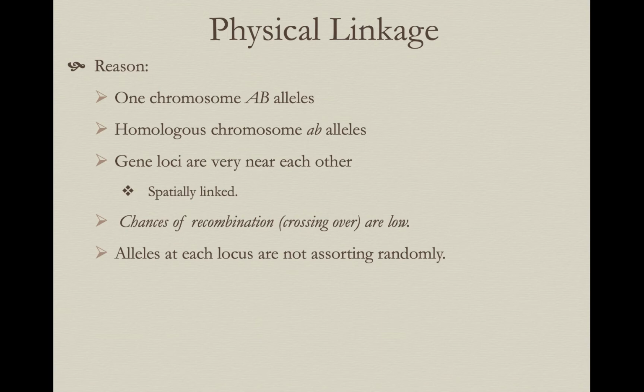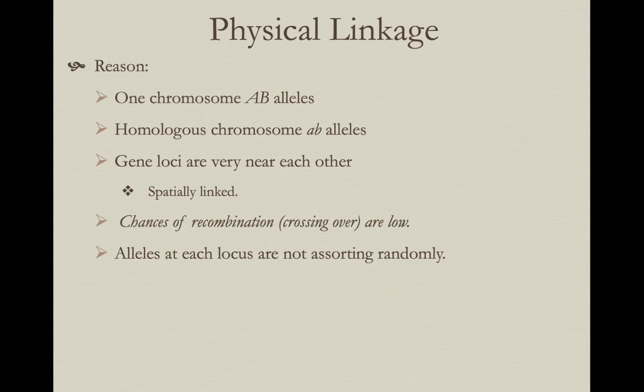Well, here's a potential reason for this. It could be due to physical linkage of the A and the B locus on the same chromosome. This diploid individual that is the parent, on one of their chromosomes, at the A and the B locus, has both of the dominant alleles. Then on the homologous chromosome, they have both of the recessive alleles. Now, if these gene loci are really next to each other, we say that they are spatially linked. The effect of this is it reduces the chance of recombination, or it reduces the chance of crossing over. Remember, in meiosis 1, one of the key events is that the homologous chromosomes come together and swap segments.